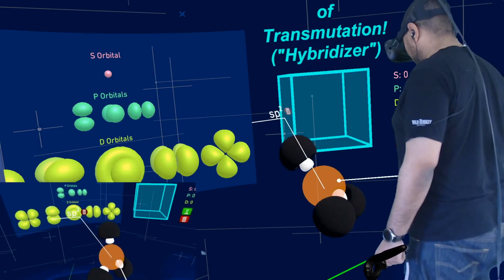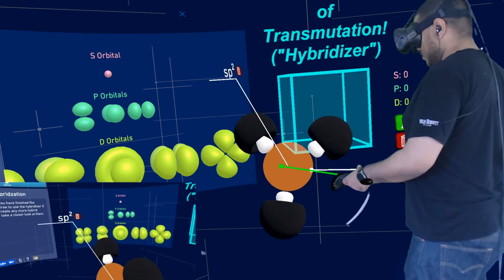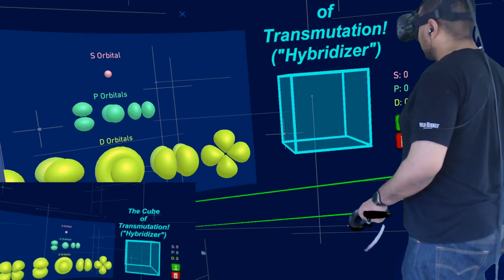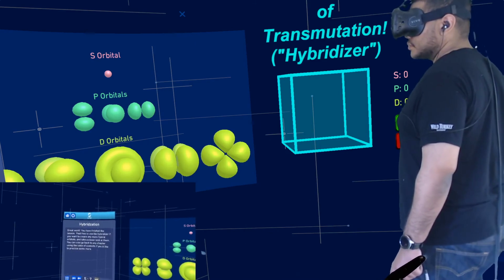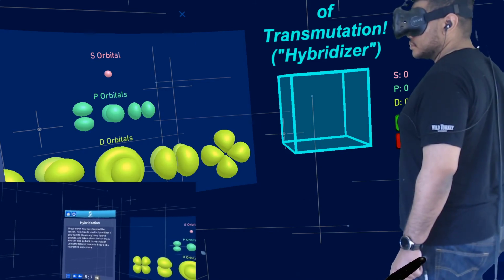Great work! You've finished the lesson. Feel free to use the hybridizer if you want to create any more hybrid orbitals and take a closer look at them. You can also go back to any chapter using the table of contents if you'd like to practice some more.